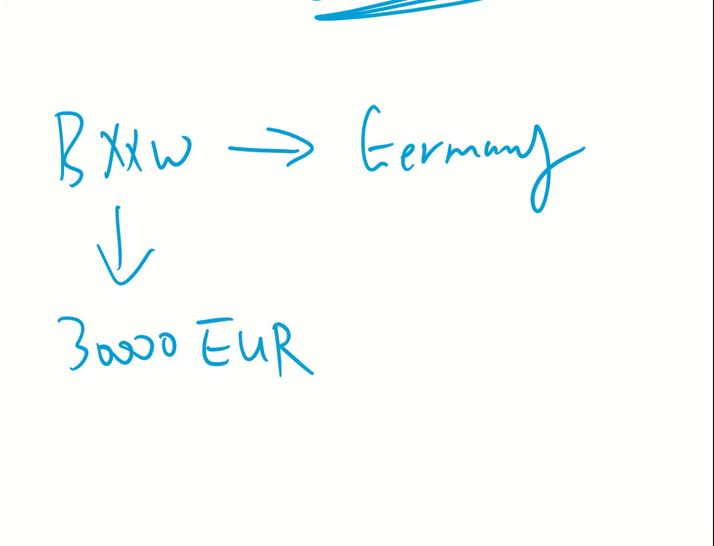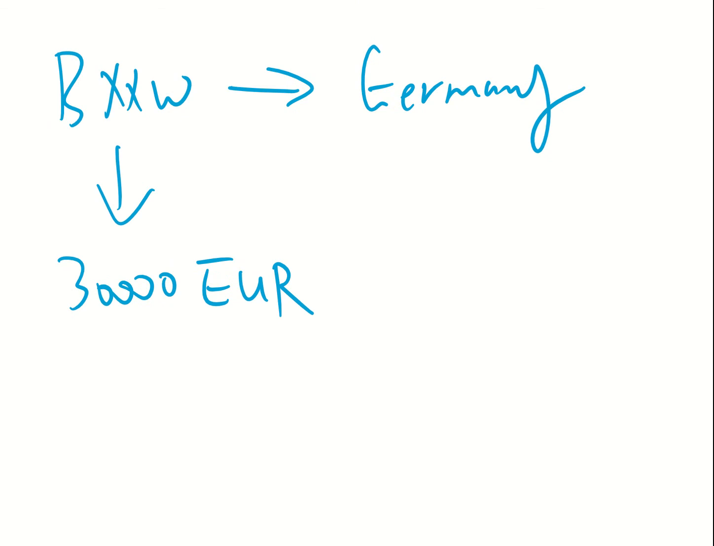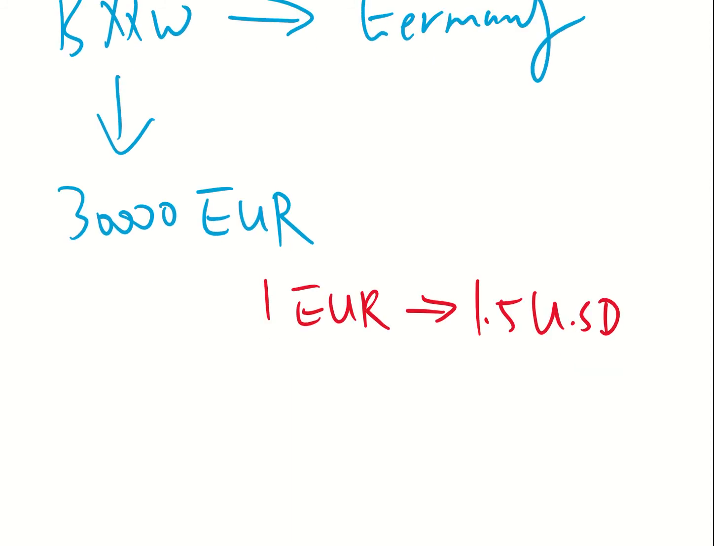So if your euro exchange rate goes down, let's suppose before it was here: 1 euro for $1.05 USD. Which means your 30,000 euro, this BMW in Germany, is equivalent to about $45,000.